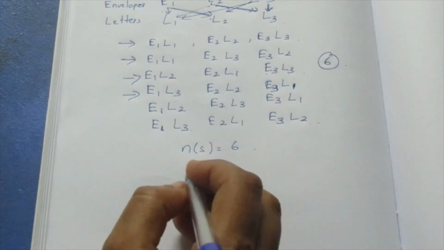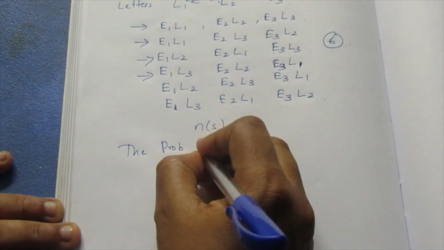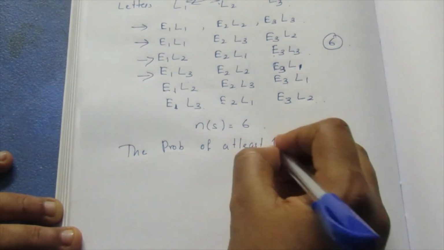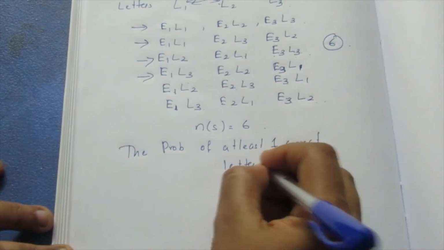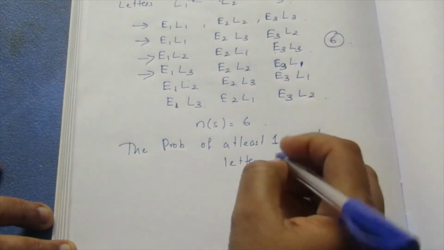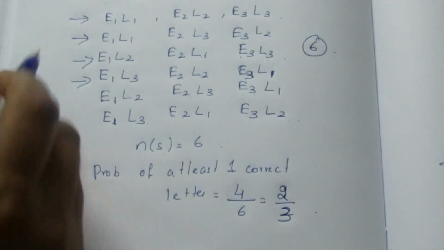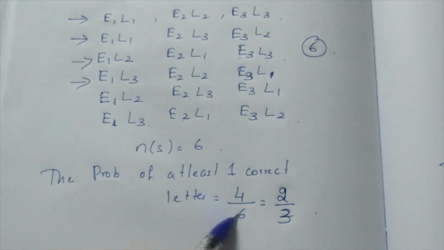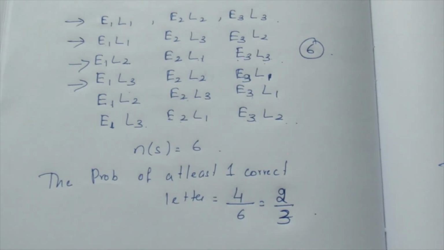So the probability of at least one correct letter is equal to 4 by 6, because 4 combinations are correct. If we cancel the 2, we get 2 by 3, since 2 twos are 4 and 2 threes are 6. So 2 by 3 is your final answer.